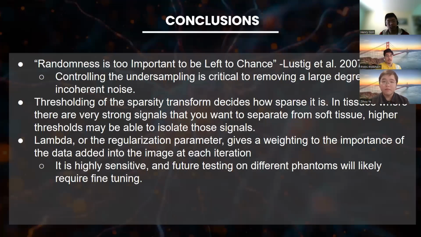So in conclusion, randomness is too important to be left to chance. Controlling the undersampling is critical to removing a large degree of incoherent noise. As seen in the app, controlling the X and Y parameters, or controlling the density, concentration, or full width at half maximum, is critical to be able to find the frequencies in the center and reconstruct your image. Additionally, the thresholding and the regularization parameters are really important because those determine how you weight your sparsity, and really decide between the data consistency and the sparsity. That is, you're trying to find a balance between those.